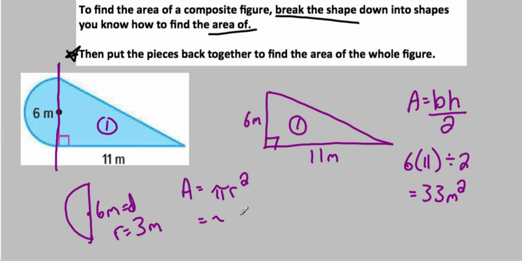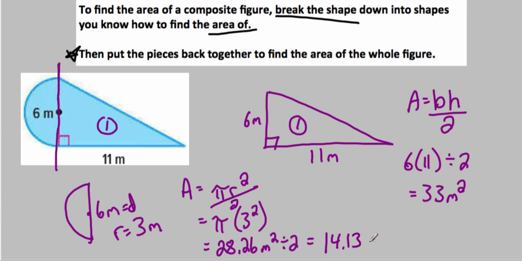So I plug that in. Pi, or 3.14, times 3 squared, my radius squared. That one I'll type into my calculator and get 28.26 meters squared, but that's for the whole circle. I only want half of the circle. So then remember to divide by 2, or some of you may have already divided by 2 up here. We divide by 2, and just the half circle is going to be 14.13 meters squared.